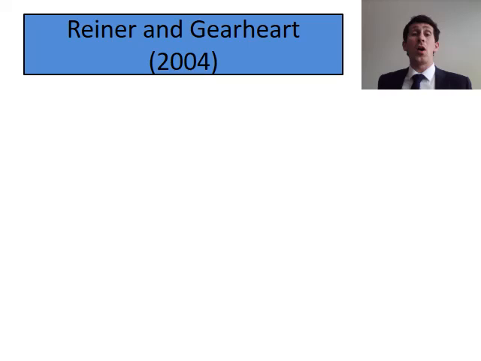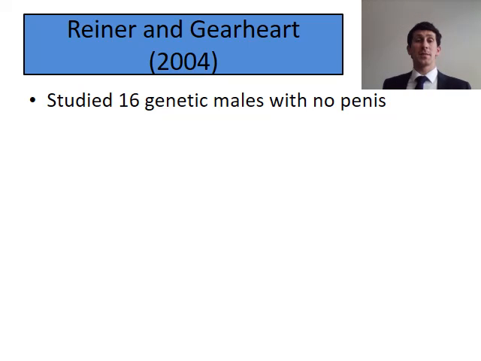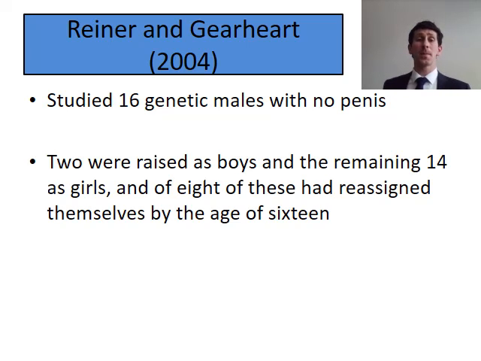So again, Reiner and Gearheart looked at intersex children. So 16 genetic males who were all born with no penis. So these would be people who had AIS. Their bodies were resistant to the testosterone. Two of them were raised as boys, even though they had no penis, and the remaining 14 were raised as girls. And what they found was, by the age of 16, 8 of those 14 had reassigned themselves to being male. So remember, after each study you must have this shows that, link it back to the theory.